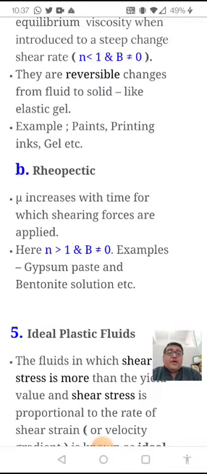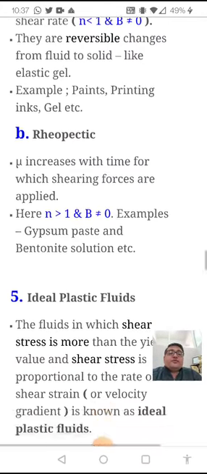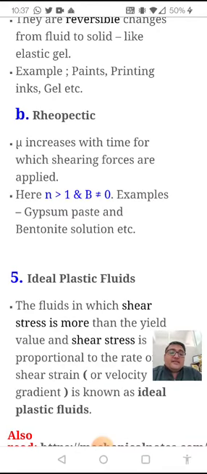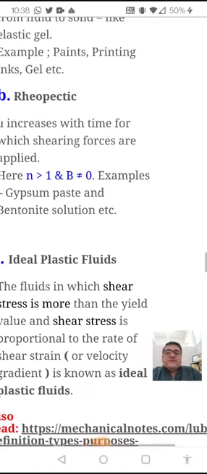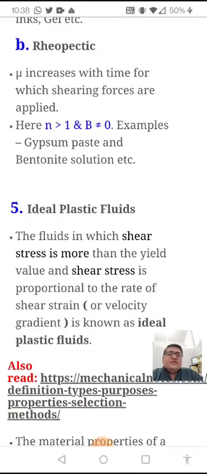Okay, the rheopectic fluid. In a rheopectic fluid, mu increases with the time for which shearing force is applied. Here n is greater than 1, B is not equal to 0. Examples are gypsum paste and bentonite solution. So bentonite solutions are a rheopectic type of fluid. In a rheopectic type of fluid also, after a certain period of time it solidifies, like the bentonite solution used in cosmetics. After putting it onto the skin, it will solidify.